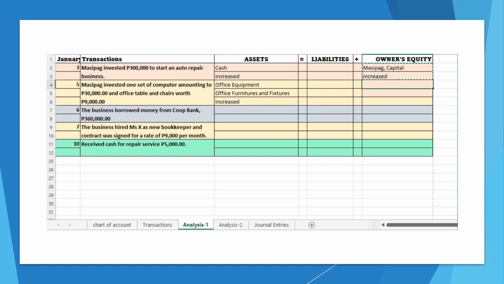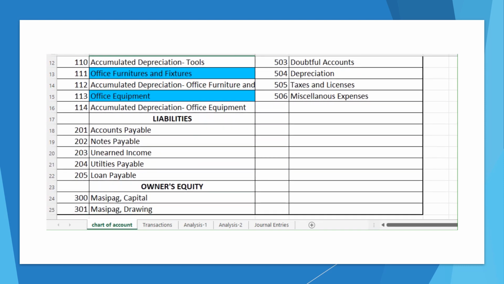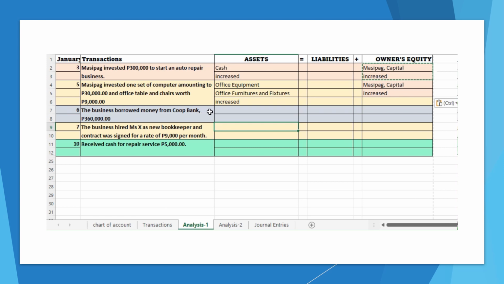Okay? Next is the business borrowed money from Co-op Bank 360,000. So let us see the chart of account. What is the appropriate account for the borrowed money? So under liabilities, we have accounts payable, notes payable, unearned income, utilities payable, loans payable. Okay, that's it. We have loans payable.